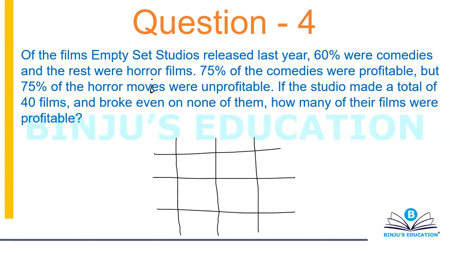So I think we have one thing for sure, that is comedy and horror, so C and H. And I think profitable and unprofitable would be the second one, because there is nothing else that is given to me in the question. Okay. Of the films Empty Set Studio released last year, 60% were comedies, then we have 75%, then we have 75%. The studio made a total of 40 films. Okay, now they have given the total, which is 40.